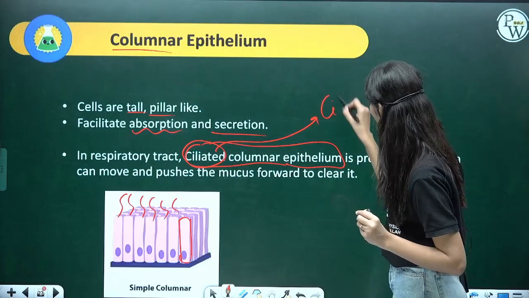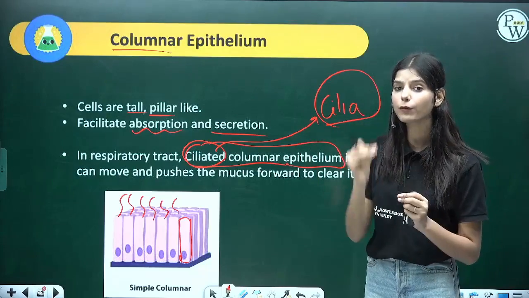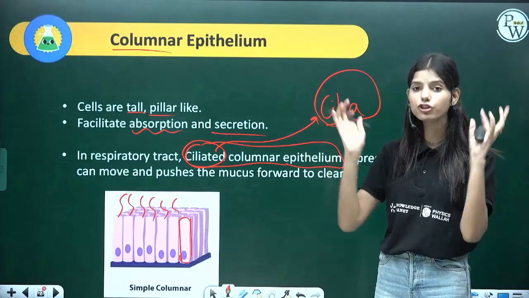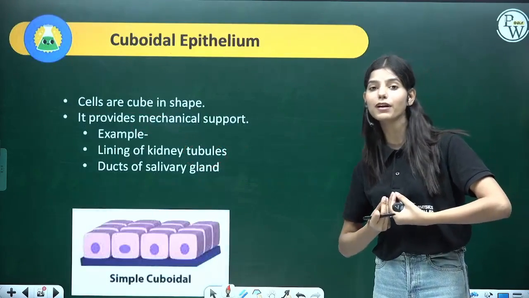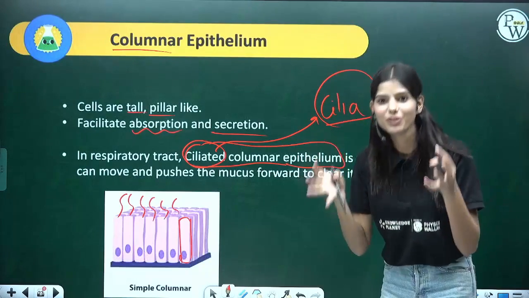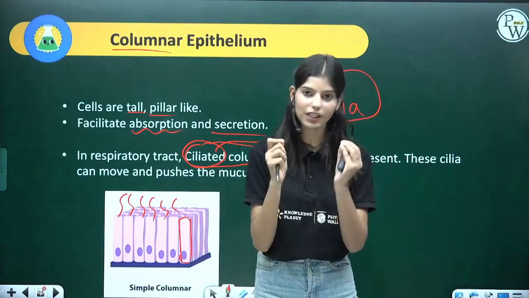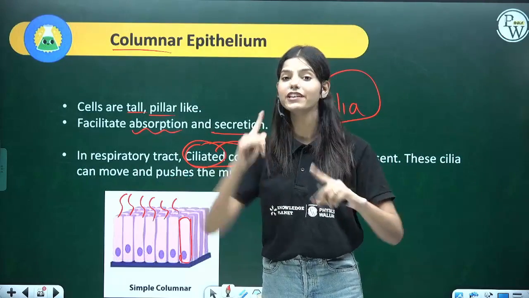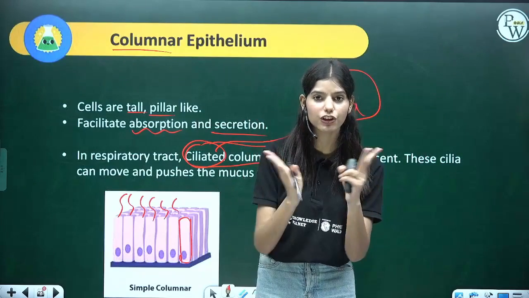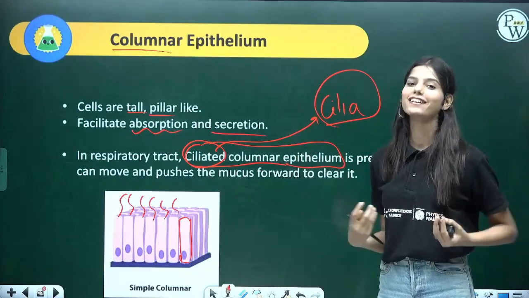So we have cilia in case of ciliated columnar epithelium. These cilia are nothing but finger-like or hair-like projections. These finger-like projections are moving and pushing the mucus upward, and that's how the mucus from our respiratory tract is moved upward and we get rid of it. Basically, columnar epithelium facilitates the absorption and secretion of material. But in the respiratory tract, we have a very special type of columnar epithelium which has cilia, finger-like projections, and these move upward, pushing the mucus upward, and that's how we are getting rid of the mucus.